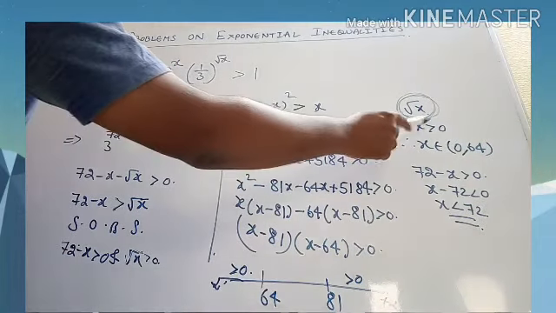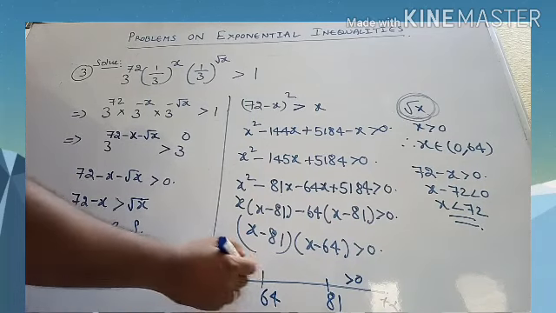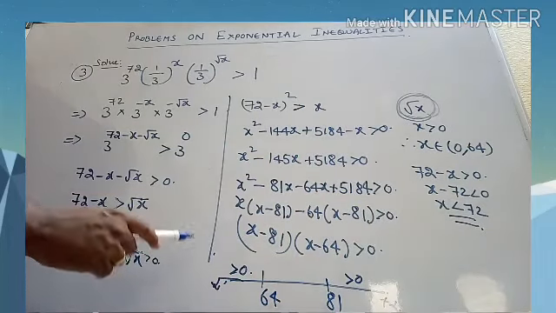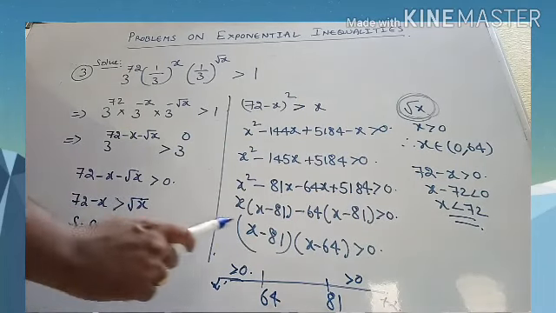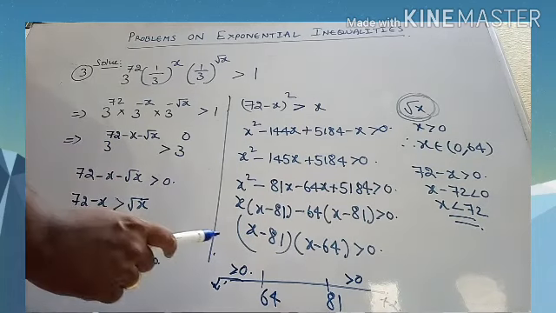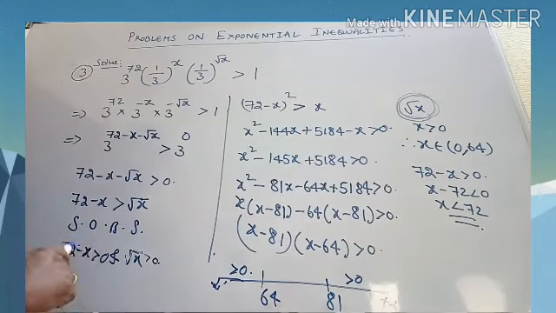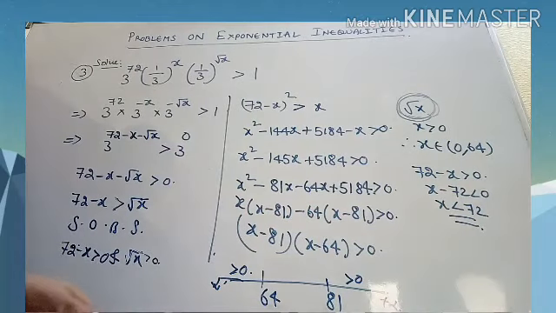That's why x should be greater than 0, right? Actually, our solution is minus infinity to 64, but we write it as 0 to 64. The reason is root x should be meaningful when x is positive, right? When x is positive, it is meaningful. Now, 72 minus x is also greater than 0. When we are squaring on both sides, 72 minus x is also supposed to be positive.